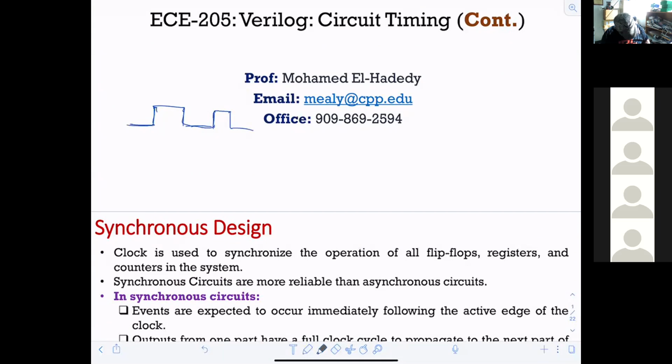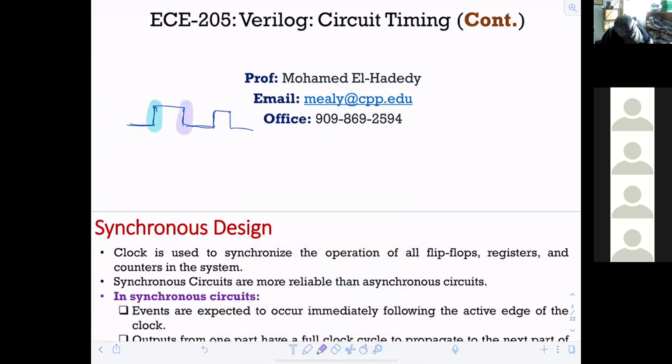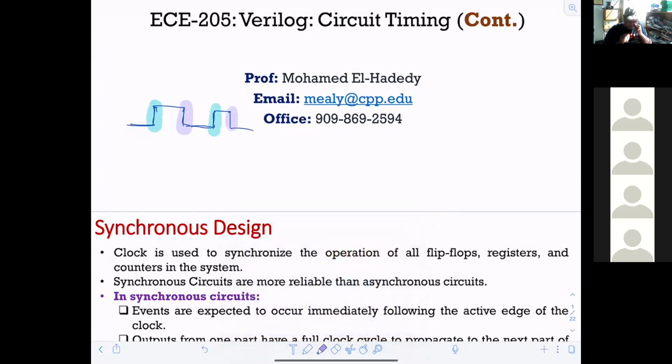Then if I color it up like this, this is the positive edge, this is the negative edge. This is the positive edge, this is the negative edge. That makes sense? So here, positive edge, negative edge, positive edge, negative edge.